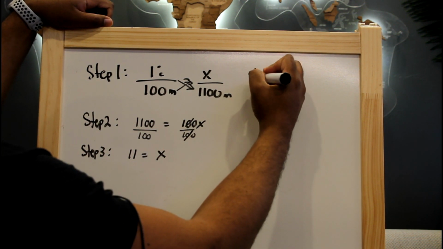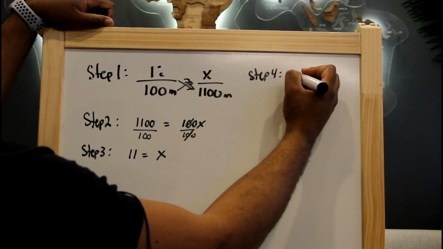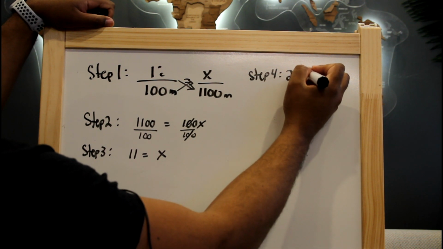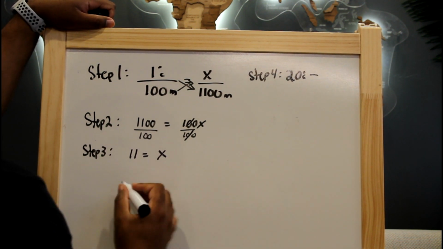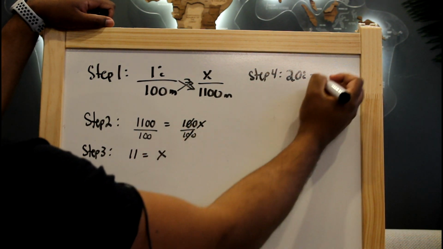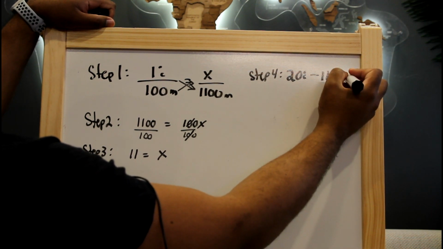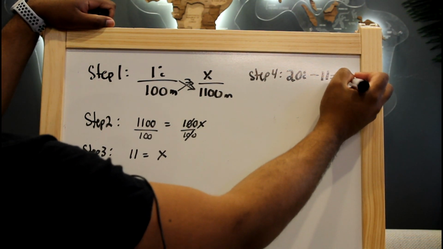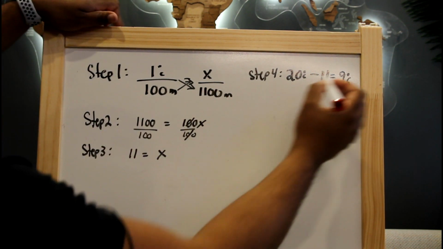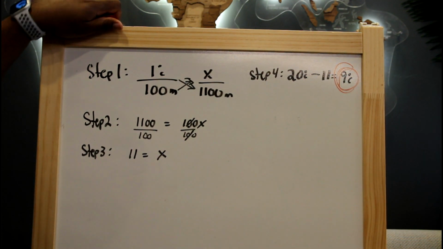So for step 4, what I'm going to do is take my sea level temperature, which was 20 degrees Celsius, which is what I started with. I'm going to subtract the number that I just lost up to the condensation point, which was 11, which now gives me 9 degrees Celsius. And that is the temperature that I now have at my condensation point.